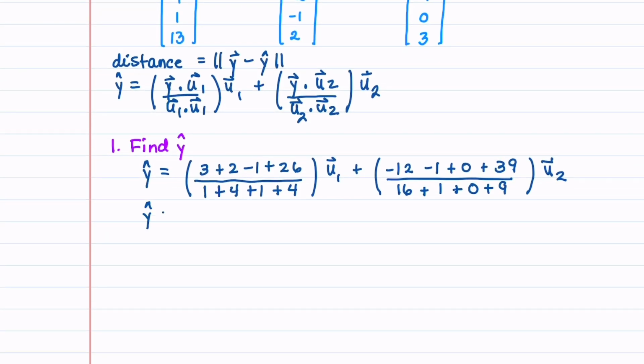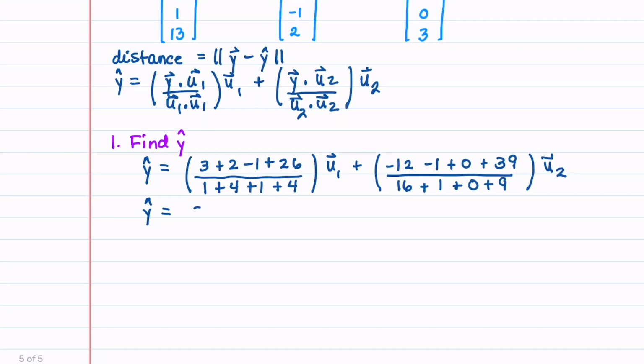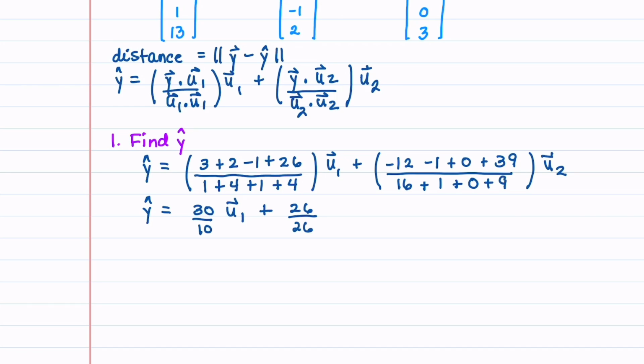Let's now add up all these numbers. We're going to get on the top, let's see, we have a 5 minus 1, so that's a 4 plus 26 gives us a 30. And then down below, we have a 10. So that's nice. That's just 3 times u1. And then this next one, we're going to have a minus 13 plus 39. That's going to give us a 26. And then in the denominator, oh, this is nice. We also get a 26. And that multiplies by u2. So this is just 3 times u1 plus u2.